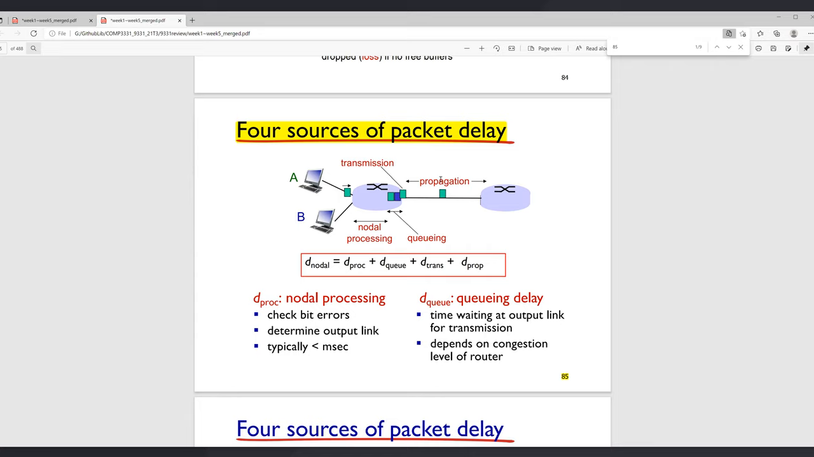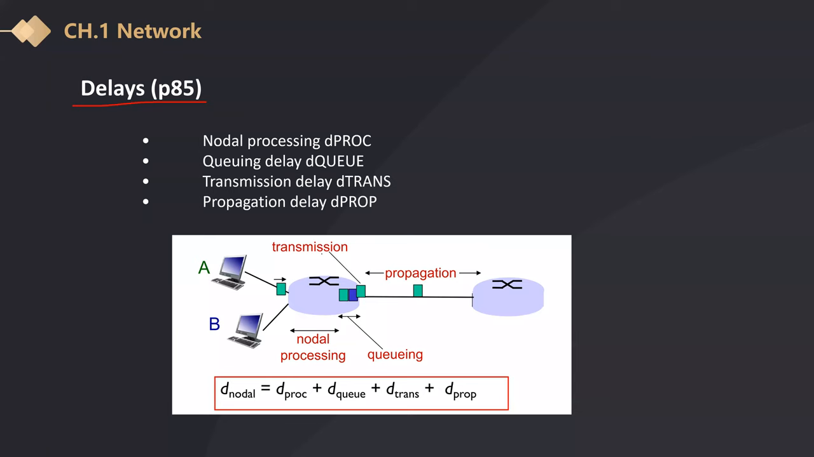If I want to calculate all the delays, the delays from somewhere to elsewhere, what are the delays? Let's have a look. First one is processing. What is processing delay? It should be very easy to understand. You can see processing delay is here, which means when we send a packet to a router, the router is required to read it.